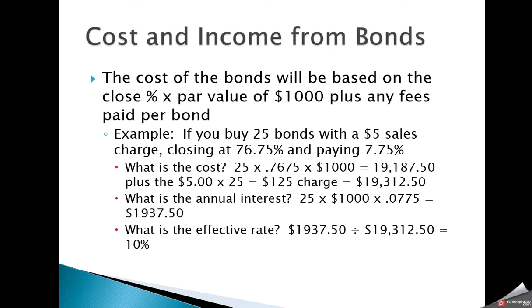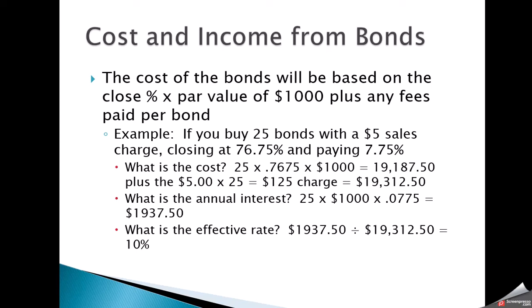Then the cost, though, the total cost that the person pays may also include some fees. So here's another example. This one, you buy multiple bonds. If you buy 25 bonds and you're paying a $5 sales charge per bond, and they closed at 76.75 and they're paying 7.75 interest. So the cost is going to be the 25 bonds times the 76.75, again, it's a percent, times the $1,000. So the net cost is $19,187.50. They're selling at a discount.